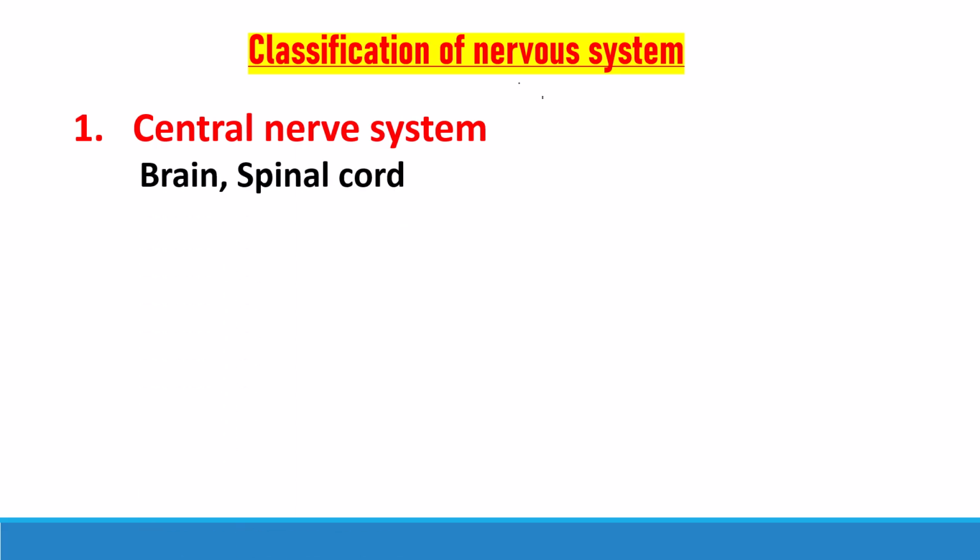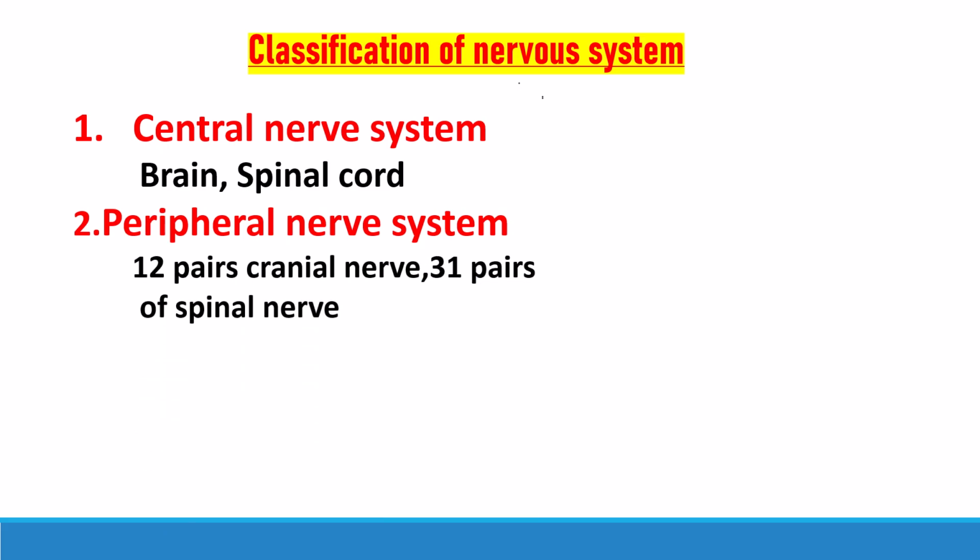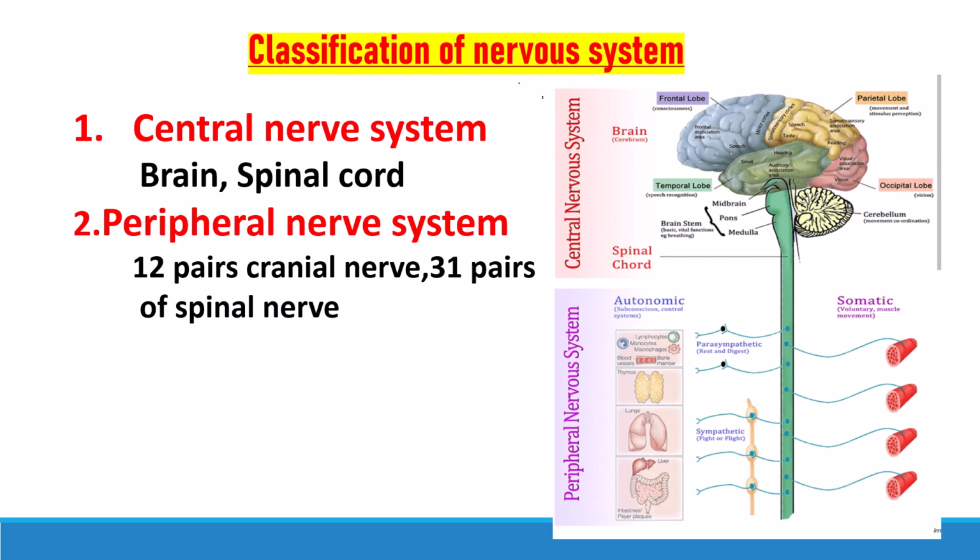Let's move into the classification of nervous system. It's classified into central nervous system and peripheral nervous system. The central nervous system includes the brain and the spinal cord, and the peripheral nervous system includes 12 pairs of cranial nerves and 31 pairs of spinal nerves. This is a picture of the classification: the central nervous system, brain and spinal cord, and the peripheral nervous system, including the cranial nerves and the spinal nerves.